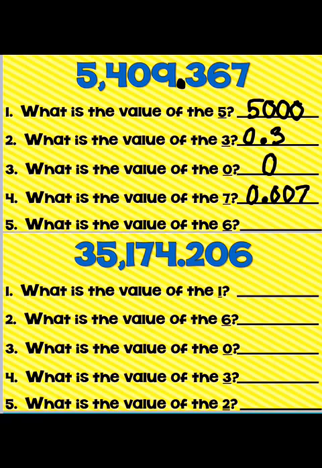The last question for this number is, what is the value of the 6? Well, let's find our decimal. We go tenths, hundredths. The 6 is in the hundredths place. So we would write it like this. 0, decimal, 0 in the tenths place, and a 6 in the hundredths place. The value of the 6 is 6 hundredths.